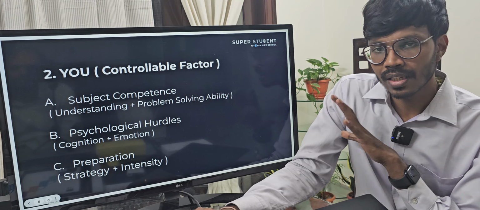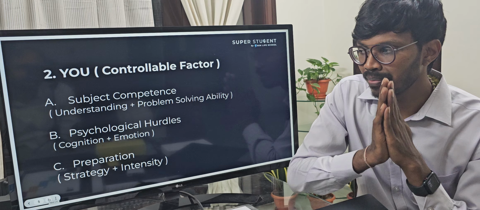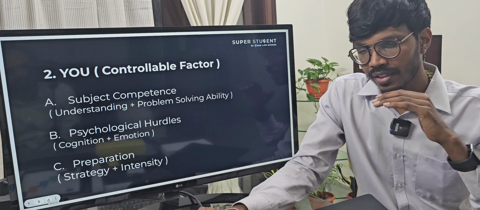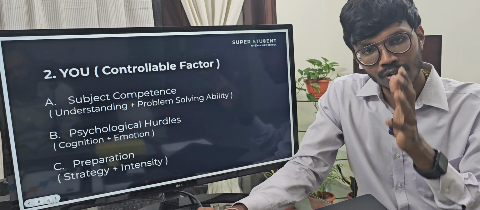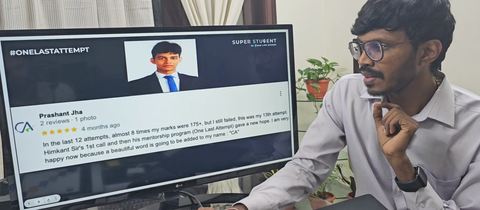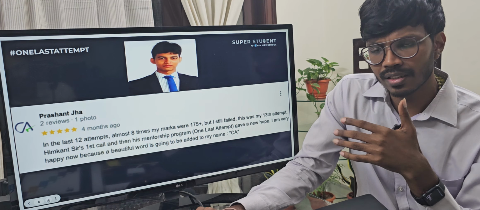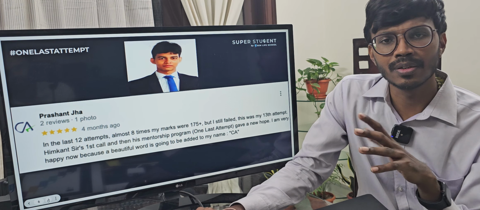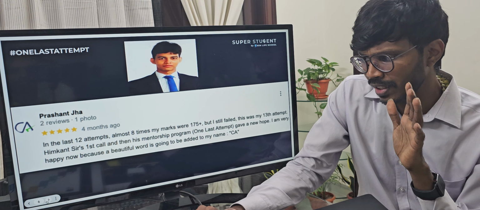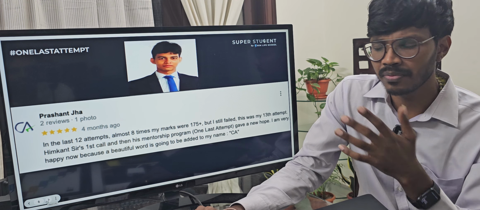Okay, these are the controllable factors, and this is exactly where we come into the picture because we can help you in all of these aspects. All the controllable factors, we can maximize your chances through our professional interventions with experience and expertise. One extreme example: you might not have taken 12 attempts, but even people who have taken 12 attempts are still able to clear, and we have a lot of cases who have taken double digit attempts and still were able to clear in one attempt with us.